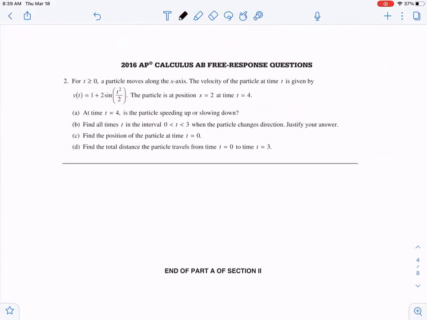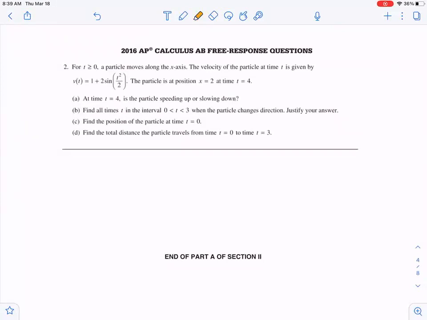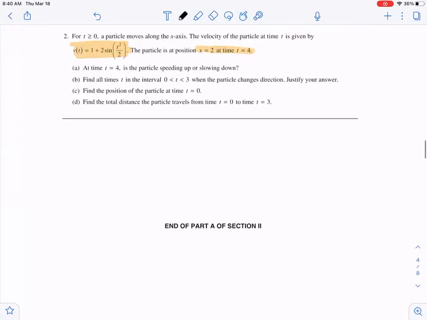Okay. Moving ahead with vigor. Question 2, a particle moves along the x-axis. The velocity of the particle at time t is given by v at t equal to that equation. The particle is at position x equals 2 at time t equals 4. So I'm going to just highlight some info. Obviously, this is our velocity function right here, and they also tell us the position of the particle at a particular time. So our particle is at x equals 2 at time 4. So maybe to wrap our brains around this problem, we can just think of the x-axis.